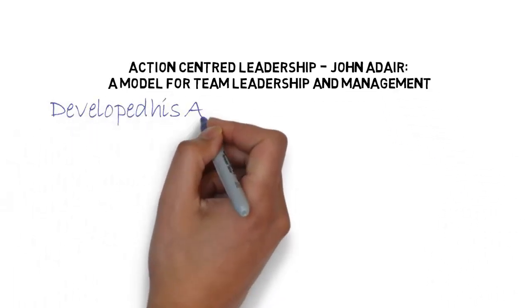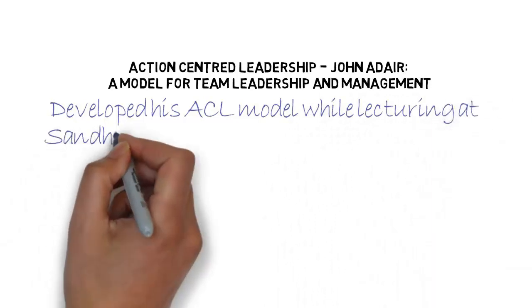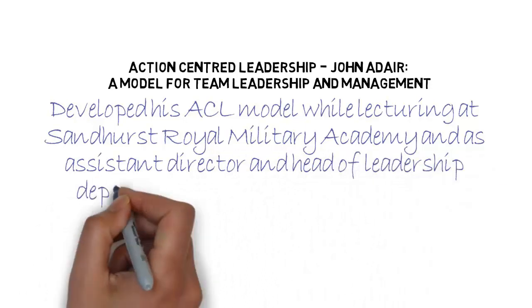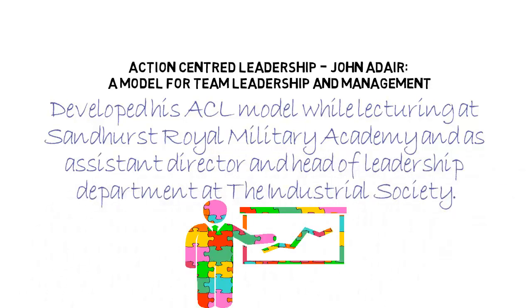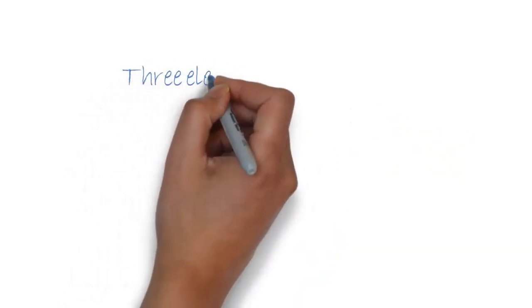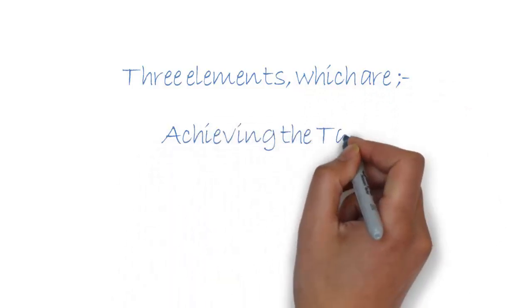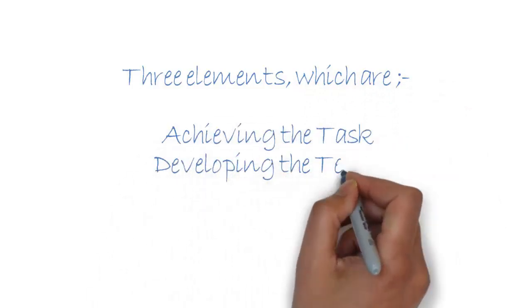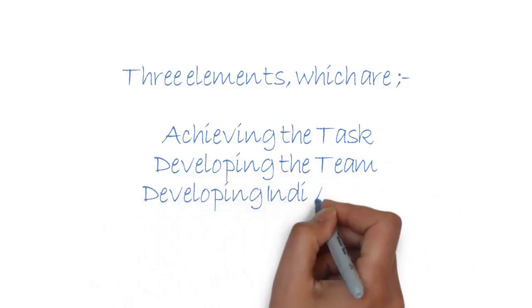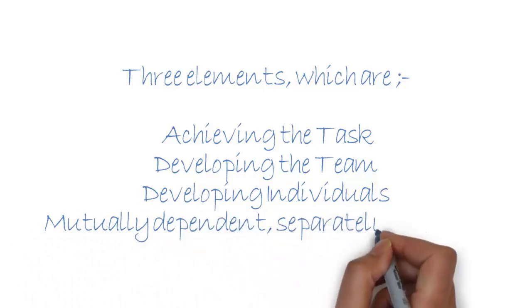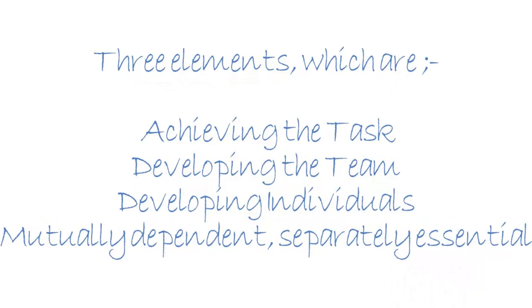John Adair, born 1934, developed his action-centered leadership (ACL) model while lecturing at Sandhurst Royal Military Academy and as Assistant Director and Head of Leadership Department at the Industrial Society during the 1960s and 70s. The ACL model is Adair's best-known work in which there are three elements, which are achieving the task, developing the team, and developing individuals. They are mutually dependent as well as being separately essential to the overall leadership role.